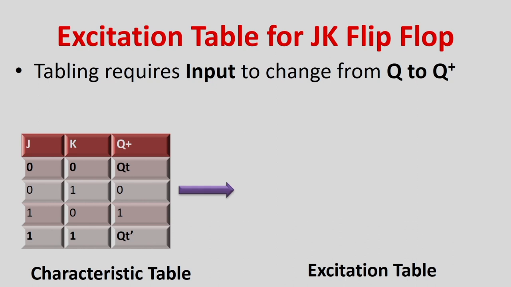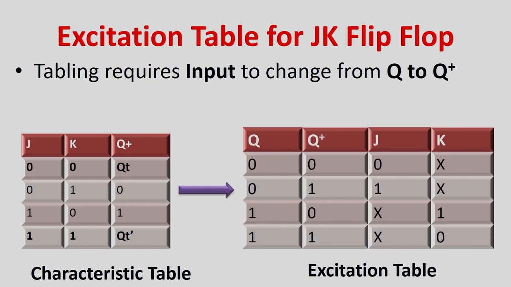For JK, the excitation table is this, but how can we derive it? If you look at 0 0, it corresponds to this. If it was earlier 0 and you want to go to 0, then J and K inputs need to be 0. Suppose from 0 to 0, it does not actually depend upon K. Let us look at the FSM diagram of the JK flip flop, from which derivation of the excitation table will be much easier.